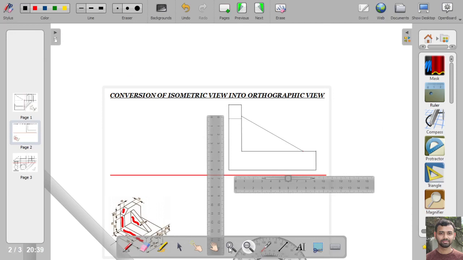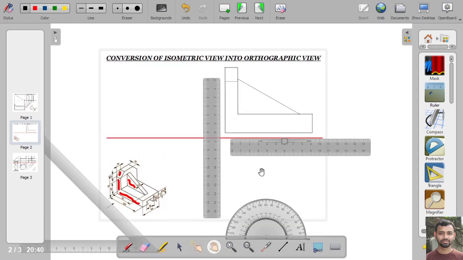So now our front view is ready but not completed. Why? Now we have to show the internal features. In this structure there is an internal slot that cannot be seen from the front view. When we are looking from the front, this internal feature cannot be seen. So as this internal portion cannot be seen, we have to show this internal feature with the help of a dashed line.